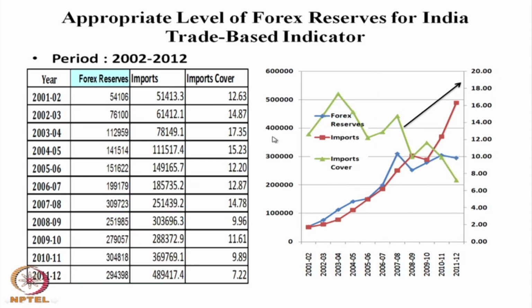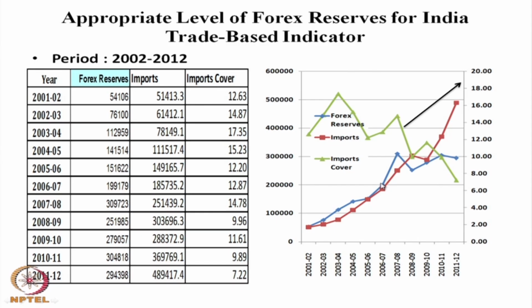If you look at 2002 to 2012, this import cover, though it was quite significant, in 2003-4 we had 17 months of import cover, which has declined after 2007-8. From 2007-8 onward it is declining because exports were declining, imports increased significantly because of the oil price rise, and FDI and FII sources also declined, and the foreign exchange reserve also fluctuated during this time because of the world-level crisis.